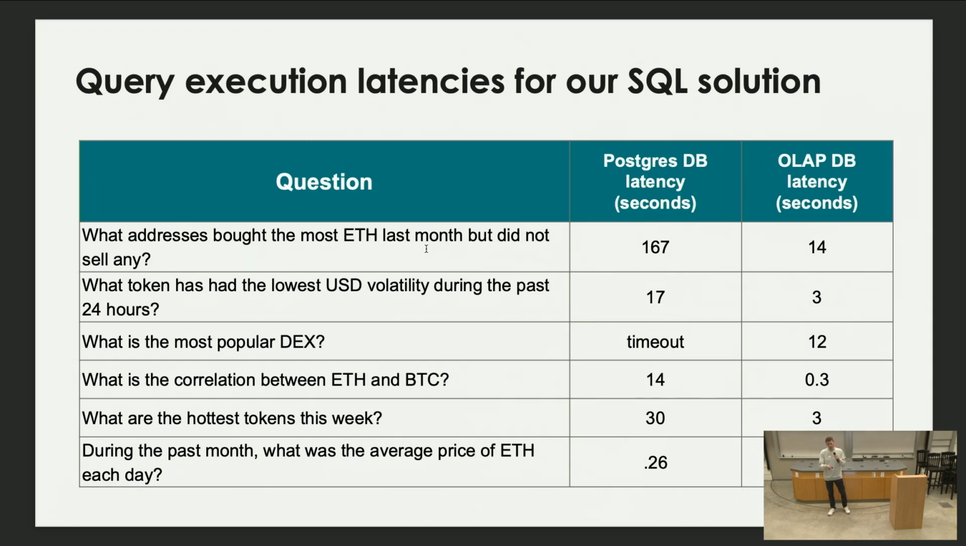And here are some numbers that you can see for some questions. All these questions that you're looking at, we converted them to SQL, because I don't want to be showing SQL. And we ran that SQL, and you can see in the right-hand column that we can answer these various analytics questions very quickly. For example, what addresses bought the most ETH last month but did not sell any? That takes 14 seconds. What token has had the lowest USD volatility during the past 24 hours? Takes 3 seconds, and so on.